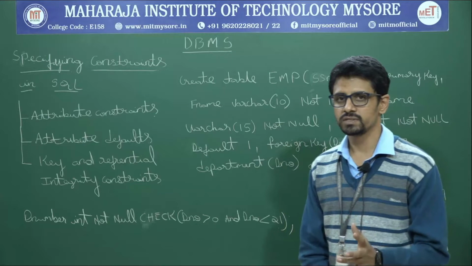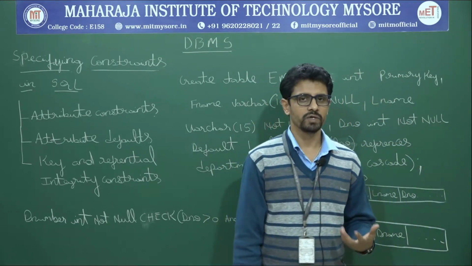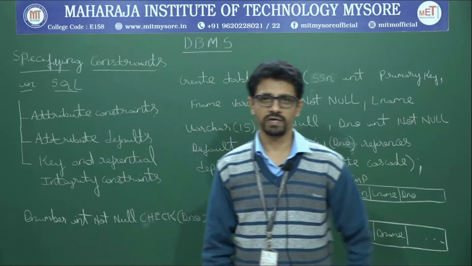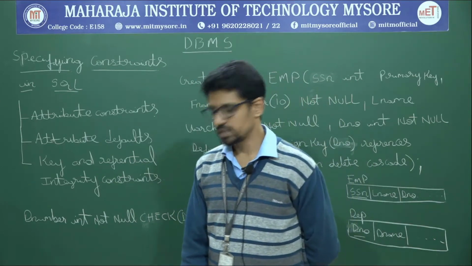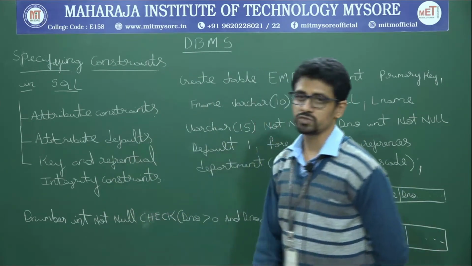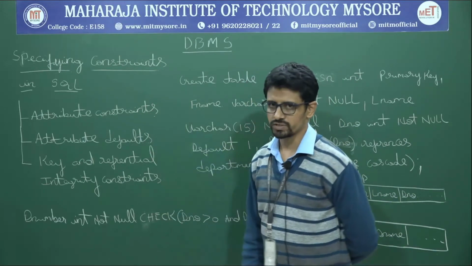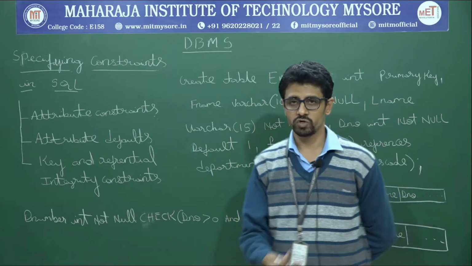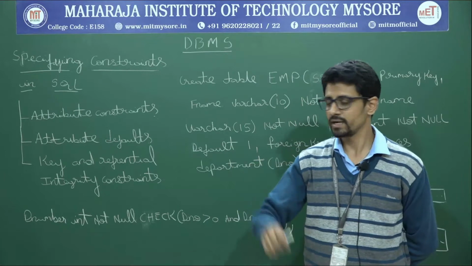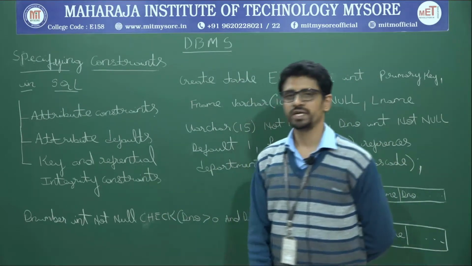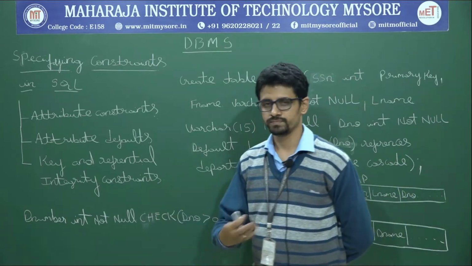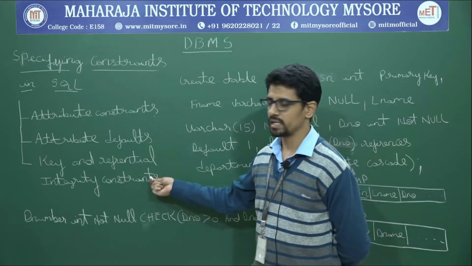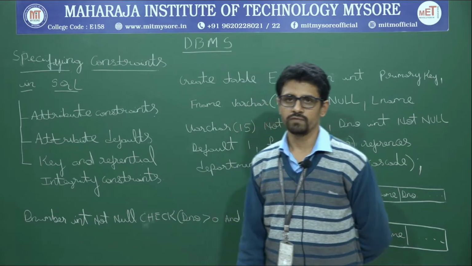We are already familiar with the create table command. To create a table, we use the syntax create table and the table name, followed by the attribute names within parentheses. We saw that in the last video lecture. In this lecture, we will continue with that to specify the constraints. There are many constraints. We will see attribute constraints, attribute default, how to specify a default value in case the user has left it out while inserting a value, and key and referential integrity constraints. The primary key constraint and the foreign key constraint can be incorporated with the help of the create table command itself. We will see that with an example.